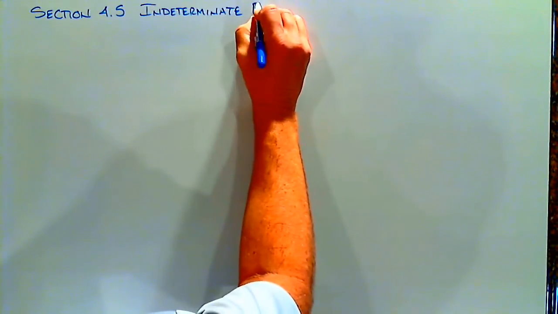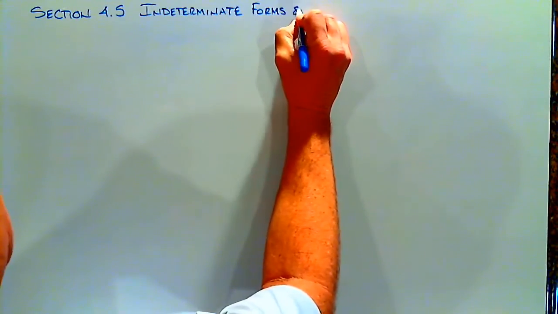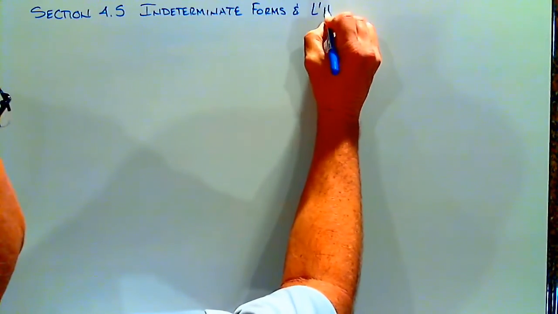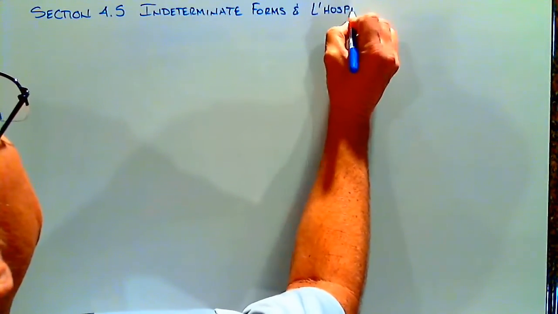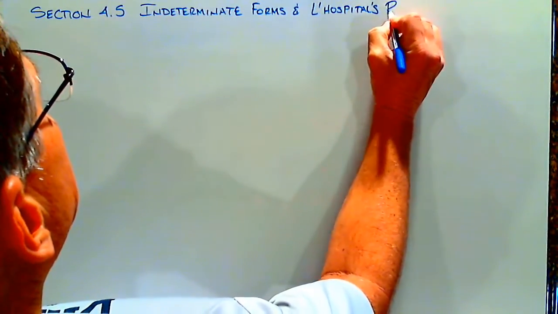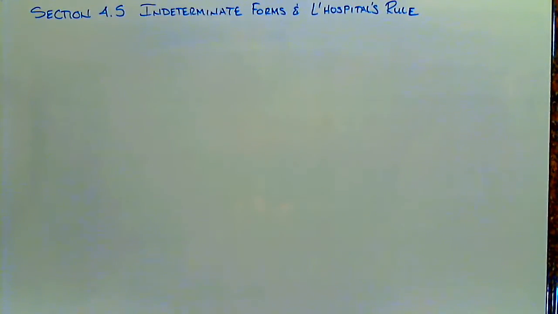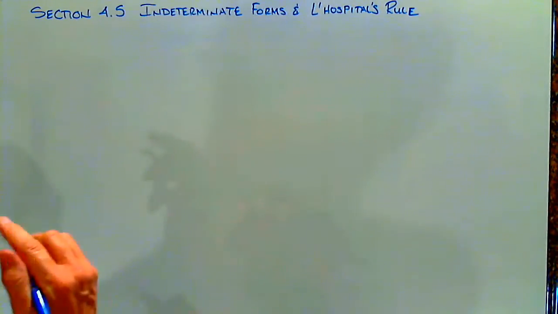There are several of those, and we'll define each one as we encounter them. Indeterminate forms and L'Hopital's rule. All right, so where are we going to begin? Well, we'll just begin with a general discussion of limits.